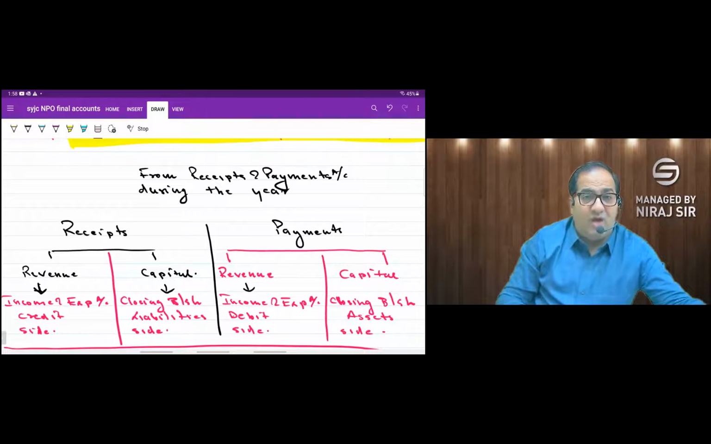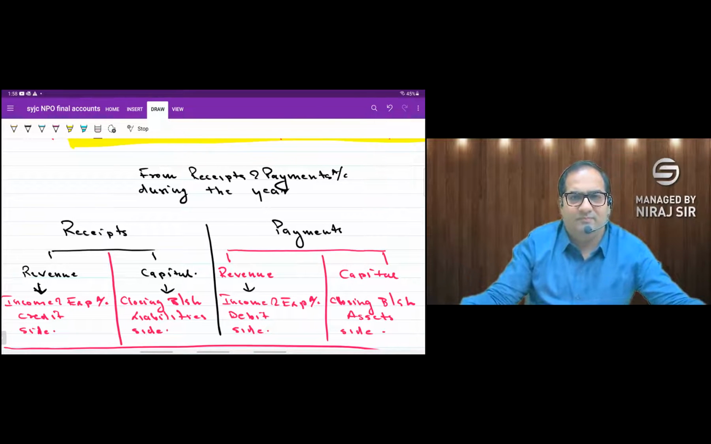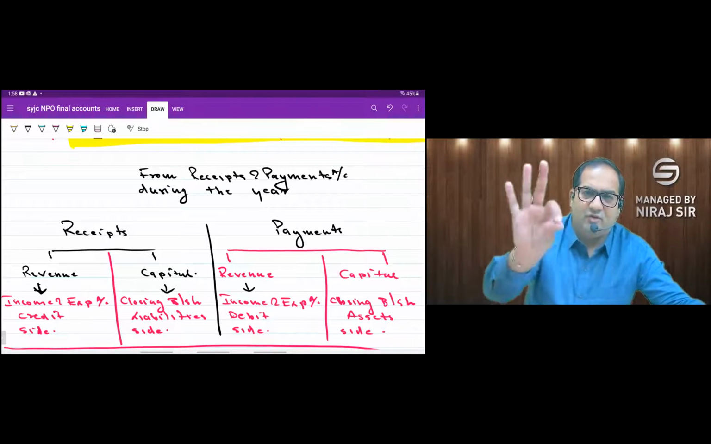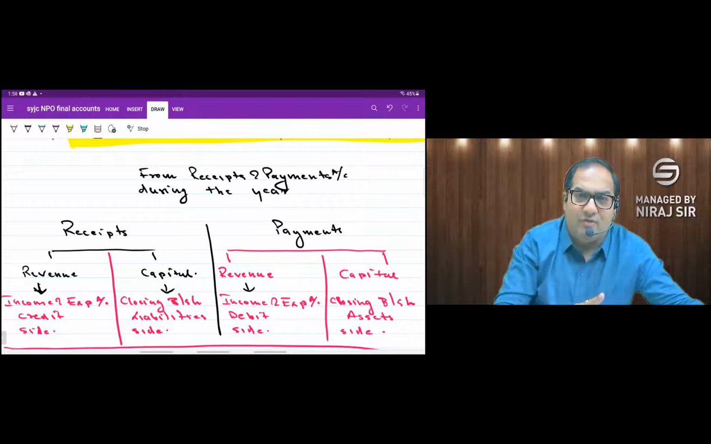Now you may receive the amount in the current year for the current year, or you may receive the amount in the current year for last year also. You may receive the amount in the current year for next year also. What you have received can be your revenue receipt also, or it can be your capital receipt also. Five things you remember: received on account of last year, received on account of current year, received on account of next year, whether it is a revenue receipt or a capital receipt. The rule is very simple. Did you receive during the year? Yes. Record it on the receipt side.